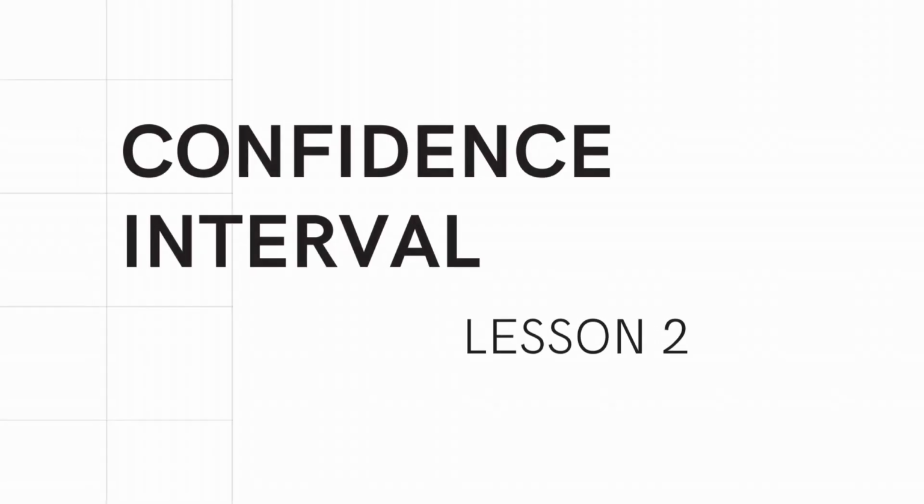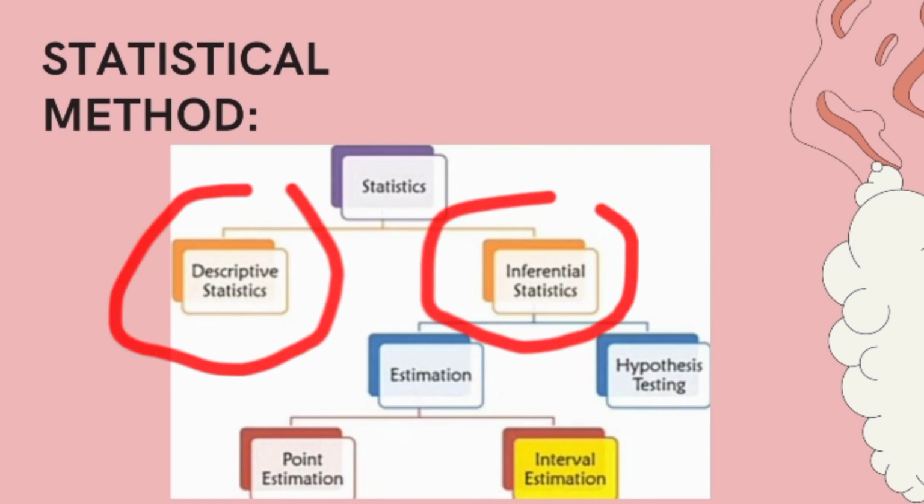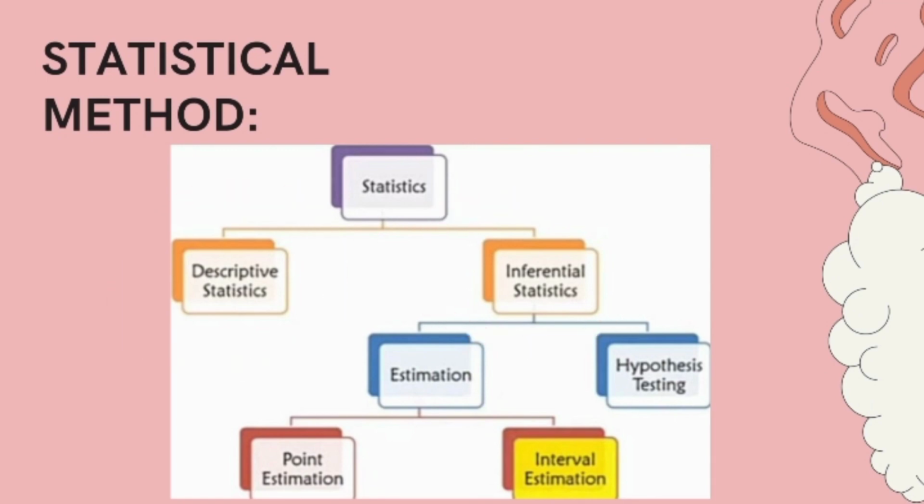So now we are in lesson 2, which is confidence interval. We have learned that statistics has 2 different kinds, the descriptive statistics and inferential statistics. There are 2 ways in making inferences about the population. One is through estimation and another one is hypothesis testing. But our discussion will only focus on estimation, particularly on interval estimation.